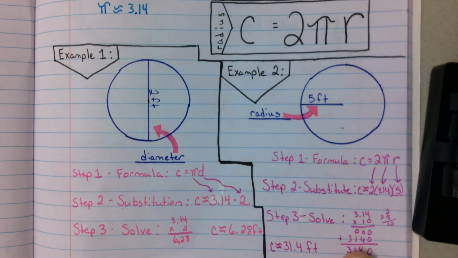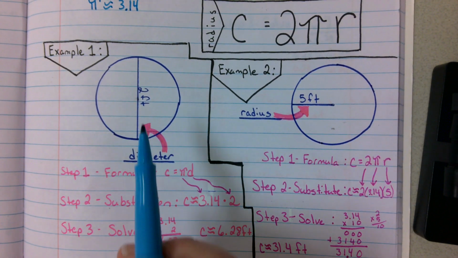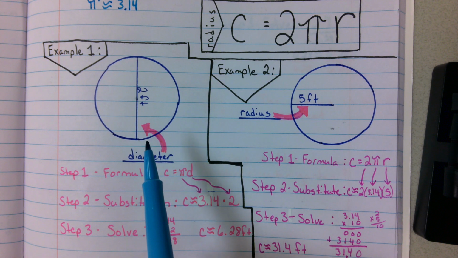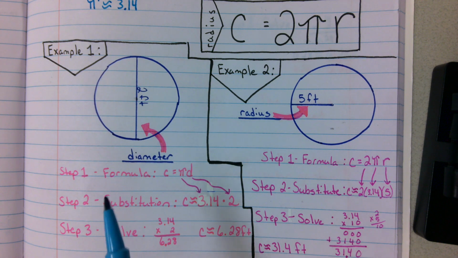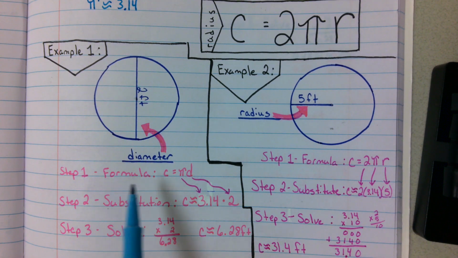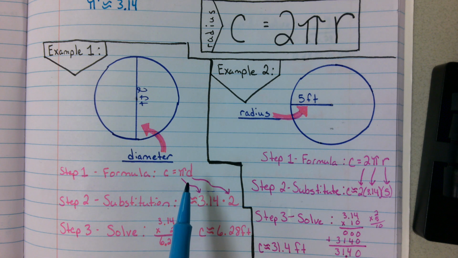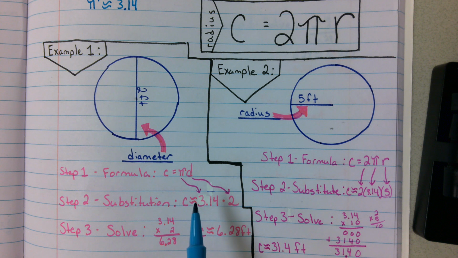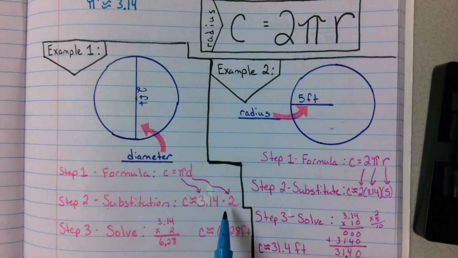So I've got some examples here. Example 1. We're given our circle here, we're given the diameter, and the diameter is 2 feet. To find the circumference of this circle, first I'm going to use the formula C equals pi times diameter. Next step, we substitute. We know that pi is approximately 3.14 and the diameter of the circle is 2 feet. Now I've got the circumference is approximately 3.14 times 2. Then I multiply 3.14 times 2, and I find that the circumference is approximately 6.28 feet.